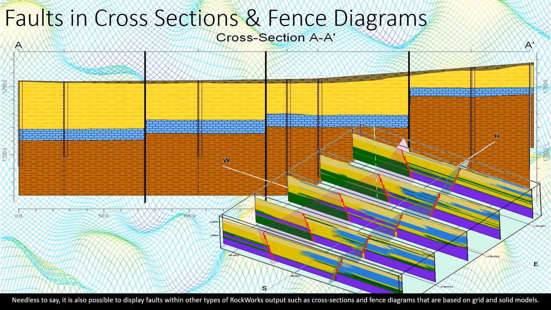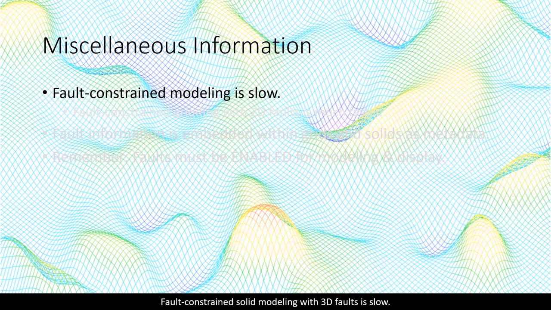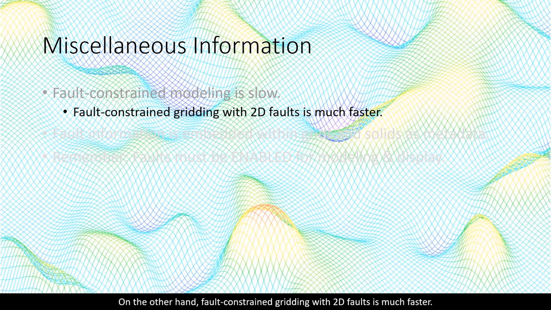Needless to say, it is also possible to display faults within other types of RockWorks output, such as cross sections and fence diagrams that are based on grid and solid models. Fault constrained solid modeling with 3D faults is slow. On the other hand, fault constrained gridding with 2D faults is much faster.